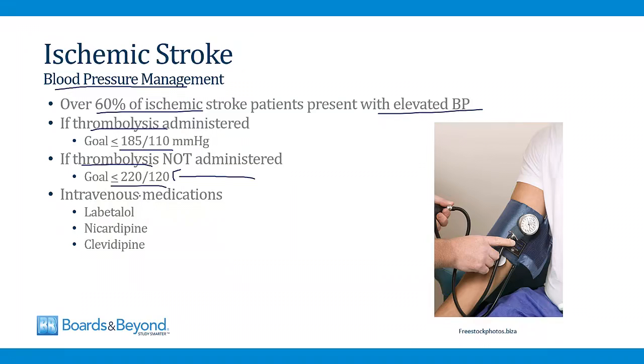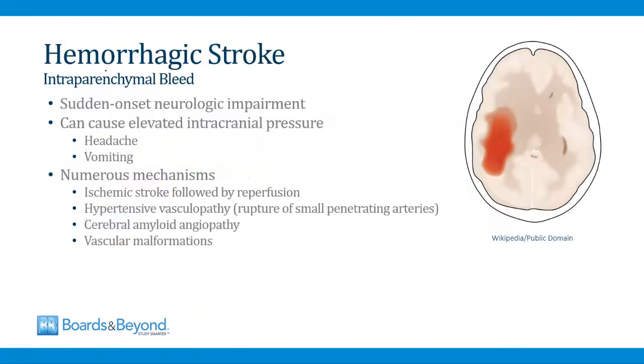When the blood pressure is too high in patients with strokes, we usually treat them with intravenous rapid-acting medications. Some of the options include labetalol, which is a beta blocker, and nicardipine and clevidipine, which are calcium channel blockers. Now let's switch gears and talk about hemorrhagic strokes, which are also called intraparenchymal bleeds because they represent bleeding into the parenchyma or the tissue of the brain.